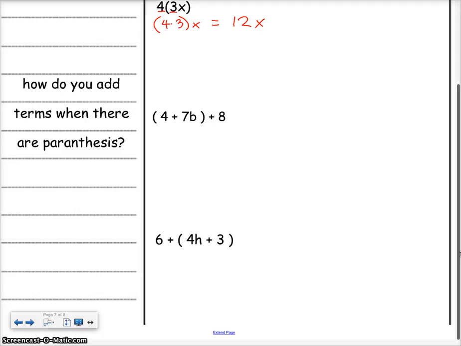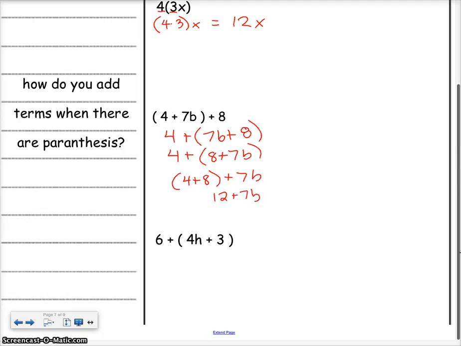So right now I'm going to apply the associative property. 4 and 7b are hanging out. Now I'm going to regroup. This would be 4 plus 7b plus 8. Okay, this is going to turn really long. Now I can flip this. 4 plus 8 plus 7b. Commutative property. So this is associative that I regrouped. Commutative. And now I'm going to do associative again. 4 plus 8 plus 7b, which is 12 plus 7b. Cannot combine them because they're not like terms.